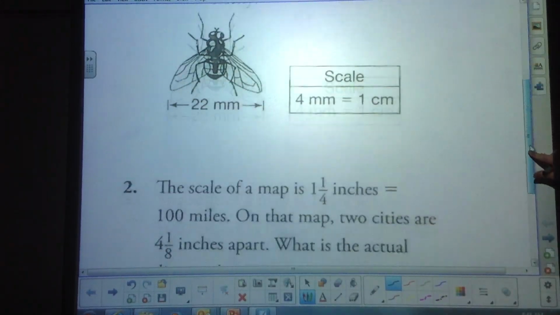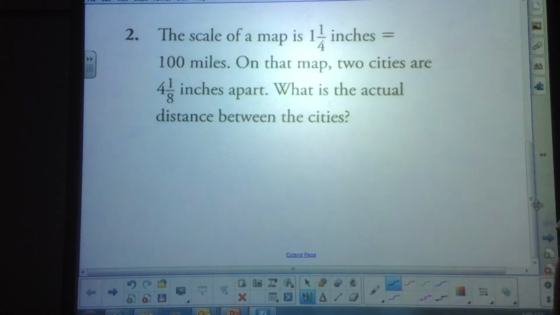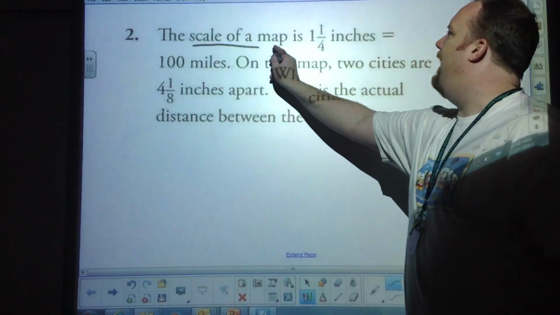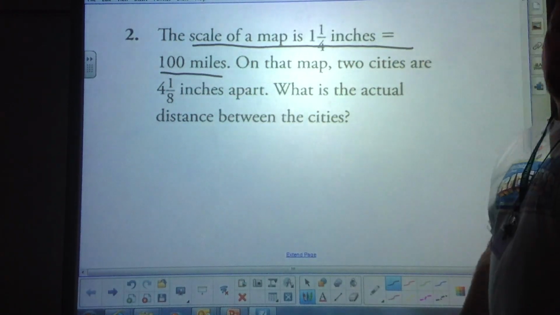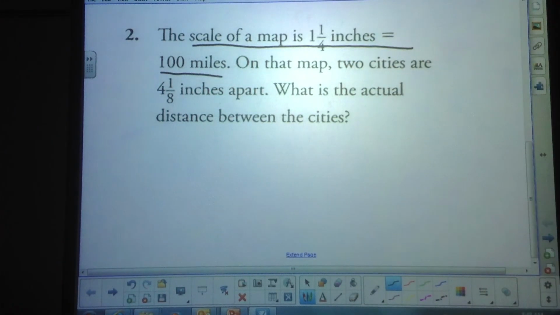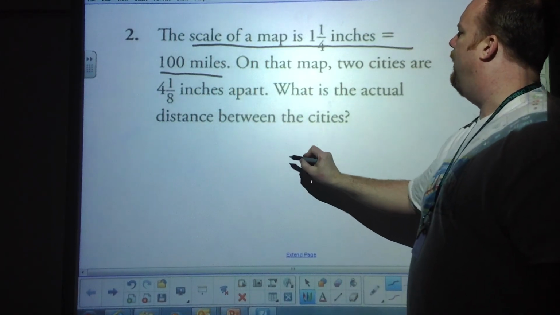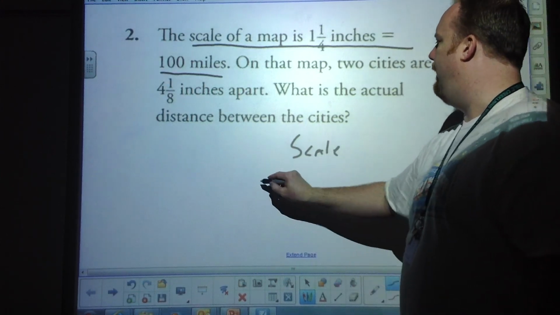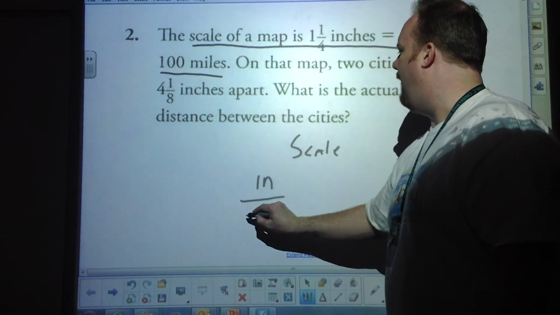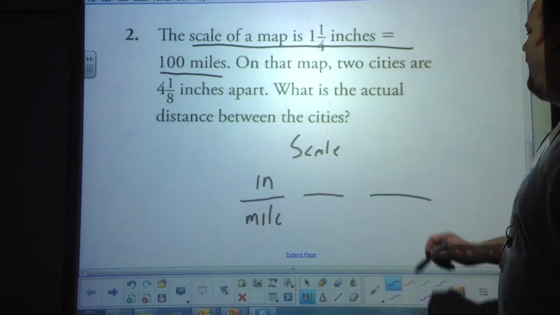All right. Number 2, the scale, and there's no drawing here, so it tells you the scale of a map is 1 1/4 inches equals 100 miles. Well, we know we've got one fraction already. So let's go ahead and let's say the map, the scale is, and let's make a fraction. We're going to go ahead and put inches over miles, and we know we're going to end up having two fractions here.